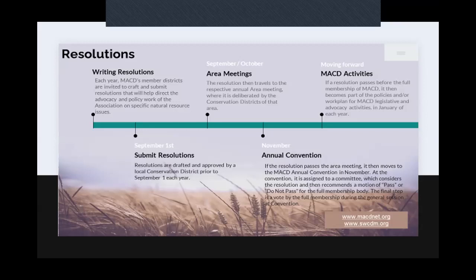And it'll go through a committee, which provides an opportunity to consider the resolution, and then the committee will recommend a motion of pass or do not pass for the full membership body, and then the entire membership votes on it. Once resolutions are passed, they become part of the policies and work plan for MACD in the legislative and advocacy activities. That directs a lot of our work, and that's a really important process. And also, once resolutions are on file, things can come back up, and because it's been voted on by membership, we can continue working on those year after year.